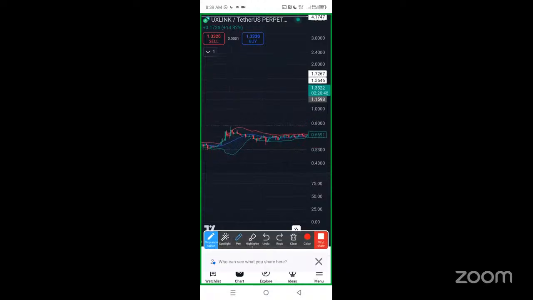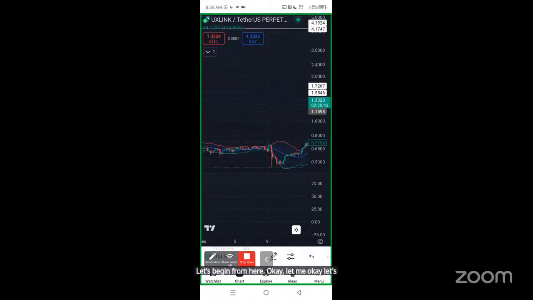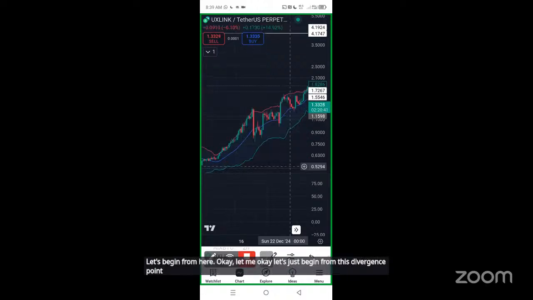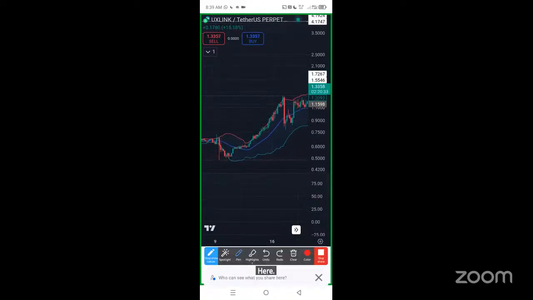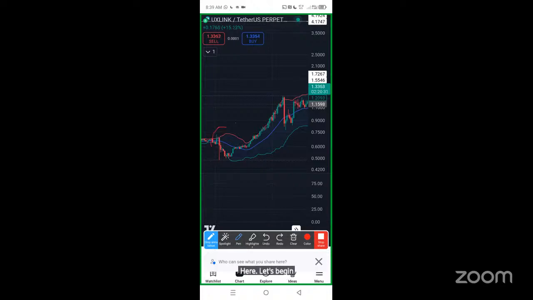Let's begin from here. Let's just begin from this divergence point. Let me begin from a divergence point here. Let's begin our journey from here.